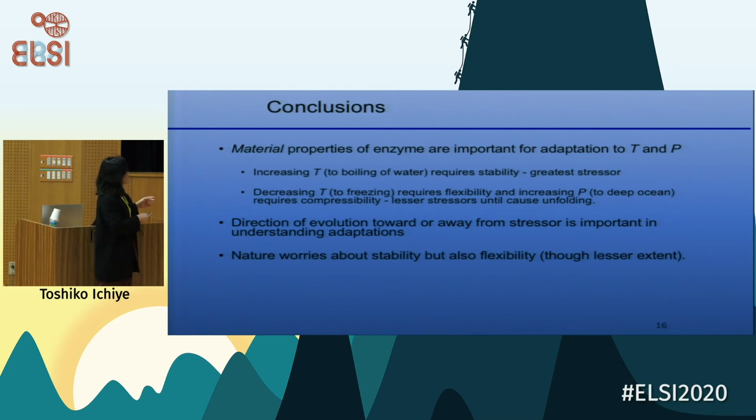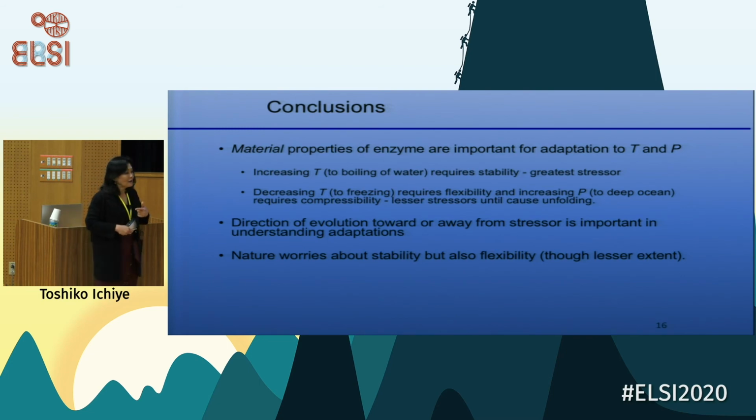And so these kinds of things that you have to worry about are increasing the temperature, because you have to make sure the thing doesn't unfold. That's the greatest stressor. Decreasing the temperature, either to freezing, you're going to change the flexibility, and increasing the pressure requires compressibility. But like I said before, these are less important stressors because you just end up with an inefficient enzyme. So the direction of evolution, whether you're going towards or away from a stressor, is important in understanding the types of adaptations that you're going to have.